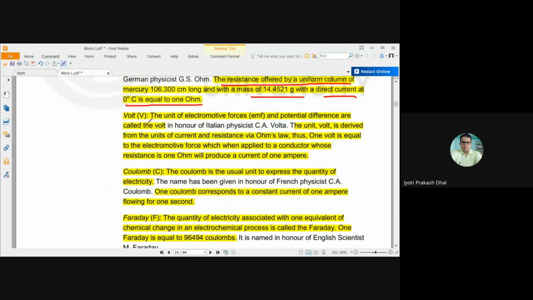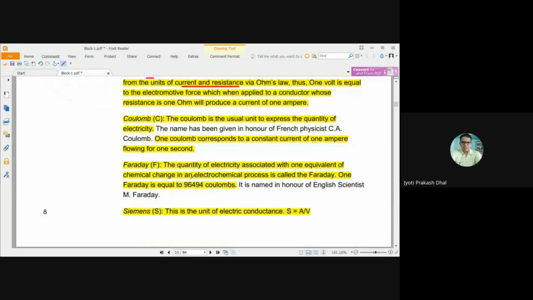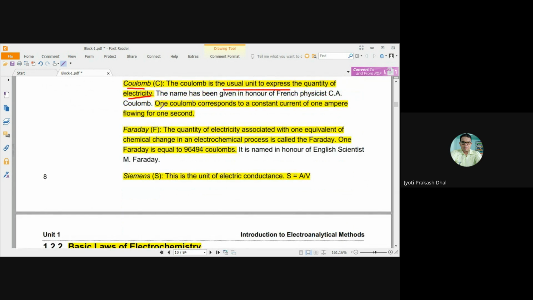Now coming to the volt. The unit of EMF or electromotive force and potential difference is called volt. The unit volt is derived from the unit of current and resistance via Ohm's law, which we will discuss later. Now coming to Coulomb. The Coulomb is the usual unit expressing quantity of electricity. Here is the definition of 1 Coulomb: 1 Coulomb corresponds to a constant current of 1 ampere for 1 second.